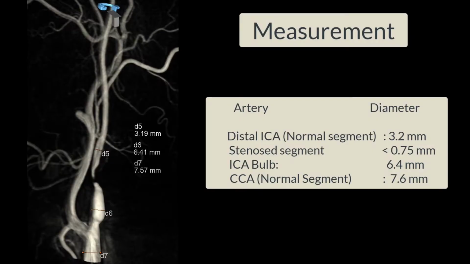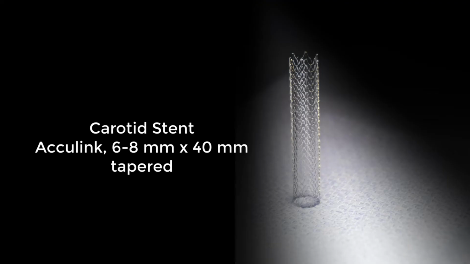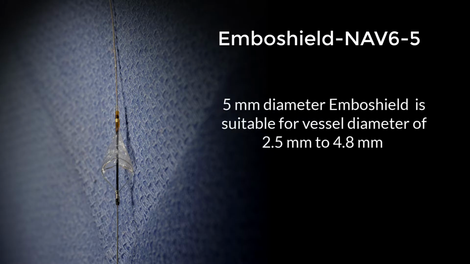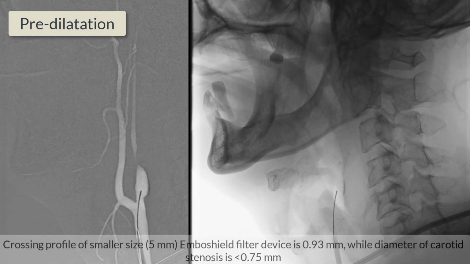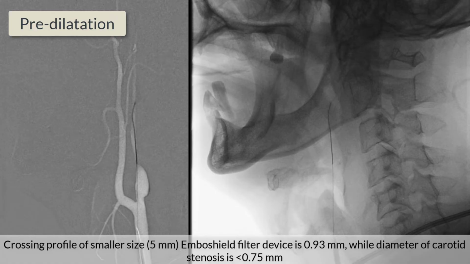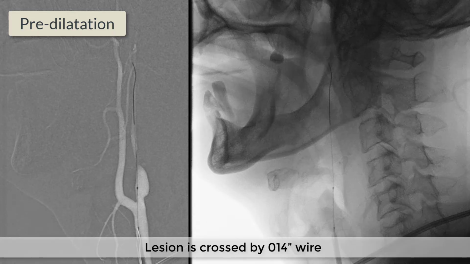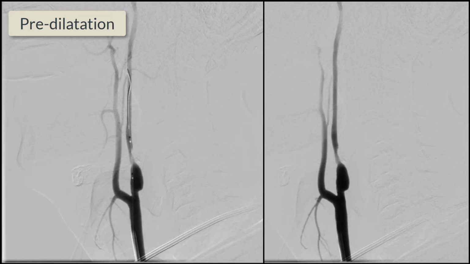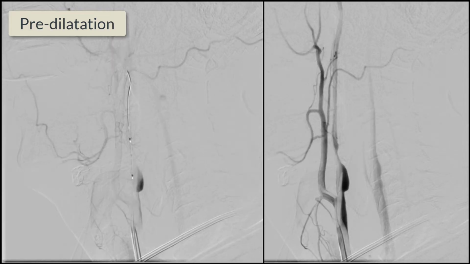We obtained measurements. Based on our measurements, we chose a 6 to 8 mm tapered stent from Abbott, and we also used a smaller size of available Emboshield. As the stenosis is very tight and the crossing profile of the filter device is larger, we planned to pre-dilate the stenosis using a coronary balloon. We used a 0.014 BMW coronary wire and a 2.5 mm coronary balloon to dilate this stenosis. There is significant improvement of the lumen after the angioplasty.